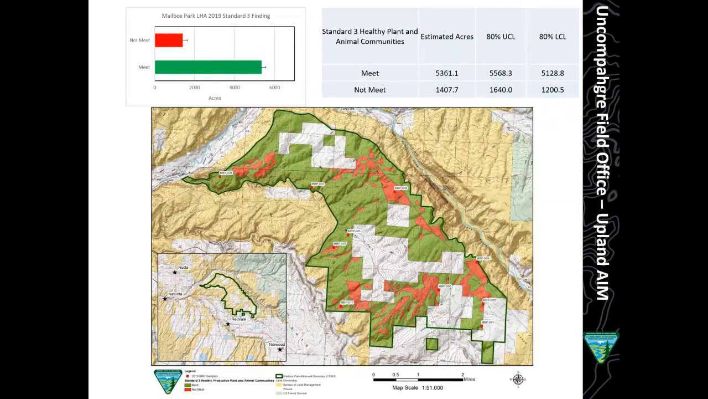Because we use the AIM principles, we're able to make inference, and so for each individual IRH point that we evaluate, we assign a determination of meeting or not meeting the particular land health standard. In this case, we're looking at standard 3 for healthy plant and animal communities. Based on the weighted analysis, we can infer that roughly 1,407 acres, plus or minus, do not meet standard 3 for healthy plant and animal communities.